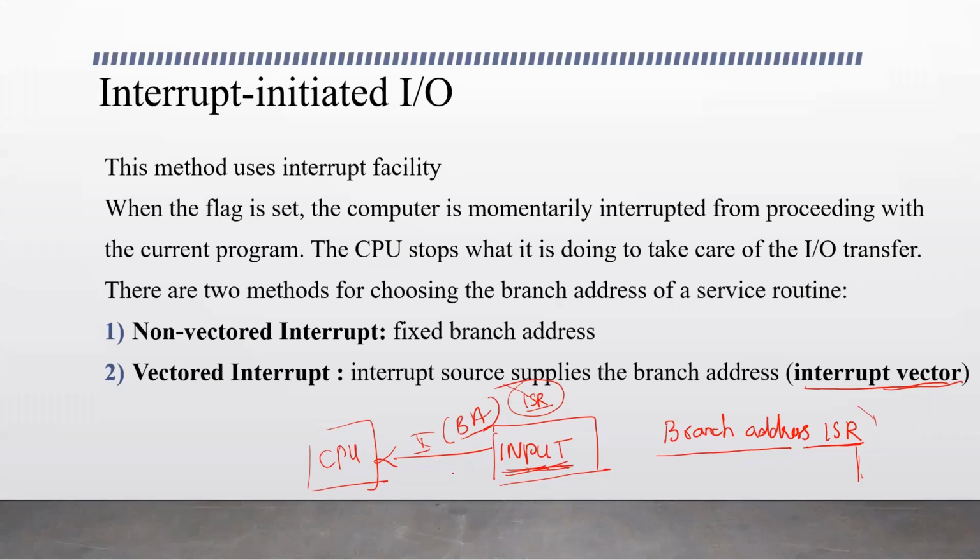Now let's consider a case where there are many devices connected to the CPU, and all the devices are allowed to initiate interrupts. There is device 1, device 2, device 3, and device 4. This way many devices are connected, and all of these devices are allowed to interrupt the CPU at any time. And consider a case that 2 or 3 devices simultaneously send interrupt requests to the CPU.